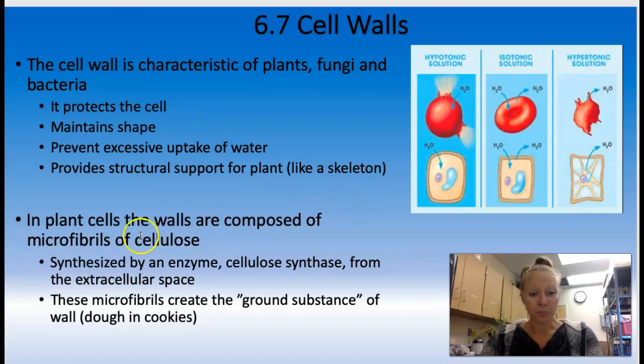The plant walls are made from cellulose, and if you remember, cellulose is long, thin strands, microfibrils, all wound together to make a very strong molecule. The cell wall is composed of a number of different things. However, the ground substance, the matrix of the wall, is that cellulose. I like to think of it as the dough in the chocolate chip cookie.